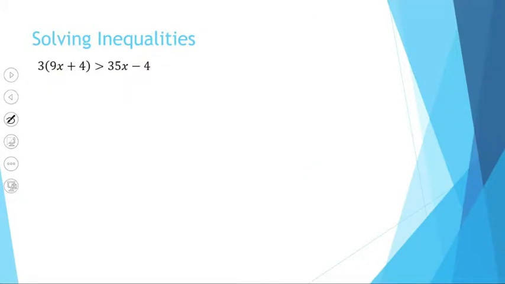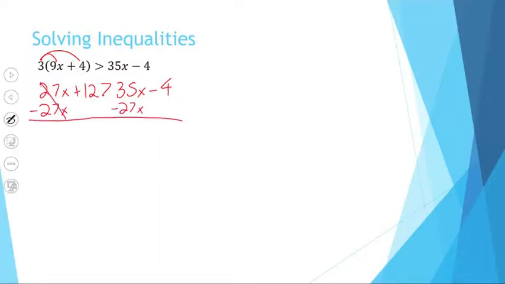So let's work this one out. Just like any other equation, I would start by distributing. So we'll have 27x plus 12 greater than 35x minus 4. Now, I typically like to move my x terms next, and I always want to move the smaller one, or whichever one doesn't give me a negative outcome. In this case, subtracting 27x will leave me with 12 greater than 8x minus 4. See, by subtracting the 27, I end up with a positive 8x.